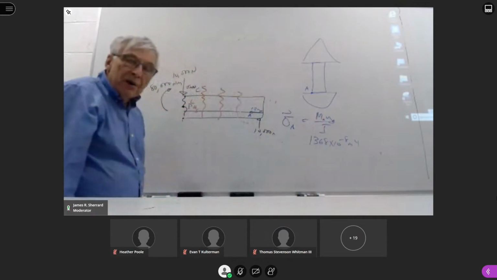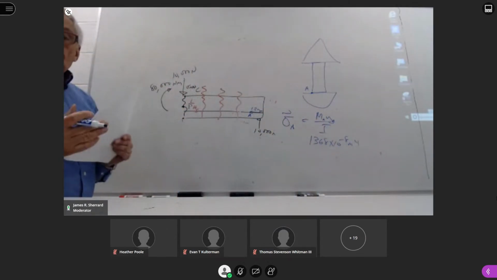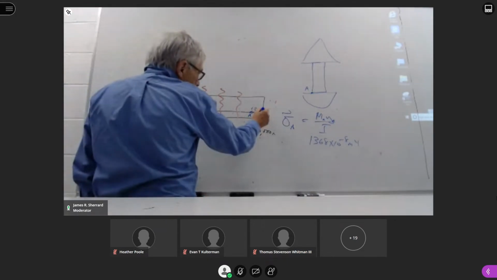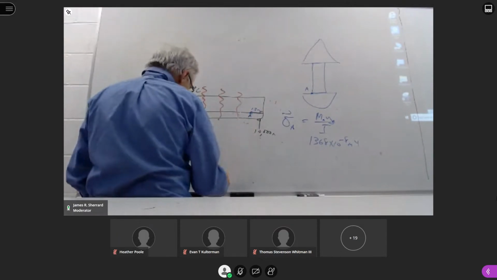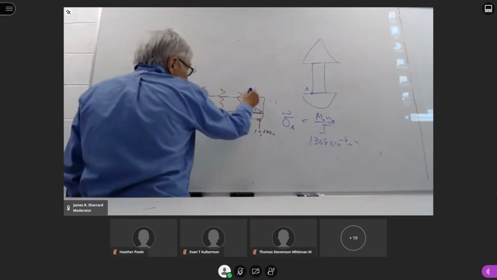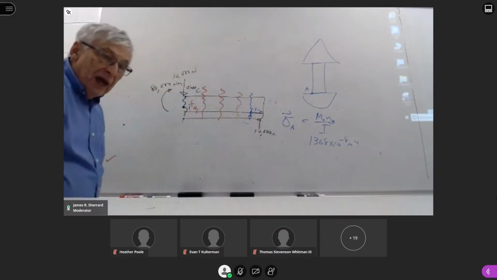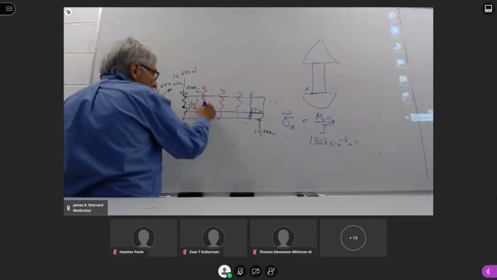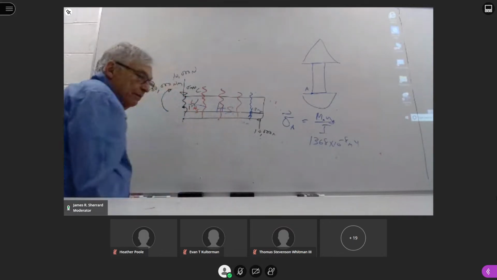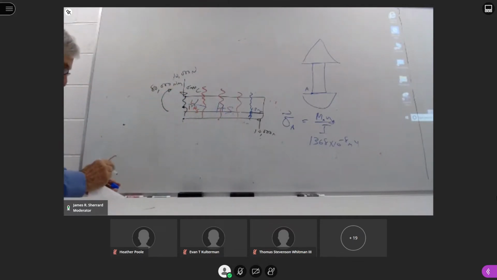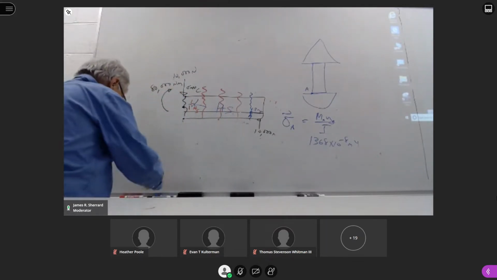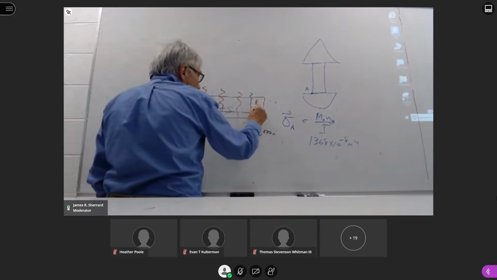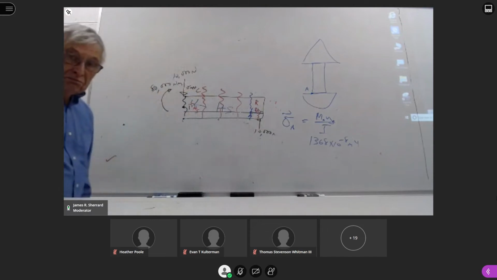Now, what is the moment at point A, and what is the Y value at point A? Let's look at the moment first. How are we going to do that? We need to do a free body diagram. So let's go exactly 1.2 meters from the end. If we're going to cut that, we could do a free body diagram of the left-hand side, but it looks like it might be a little easier to do one from the right-hand side.